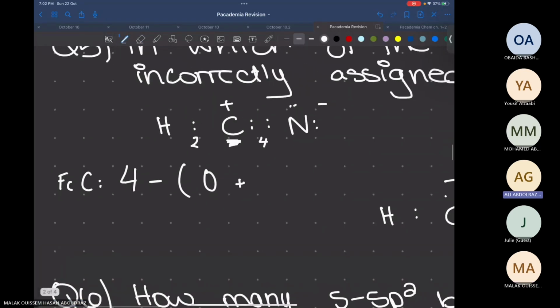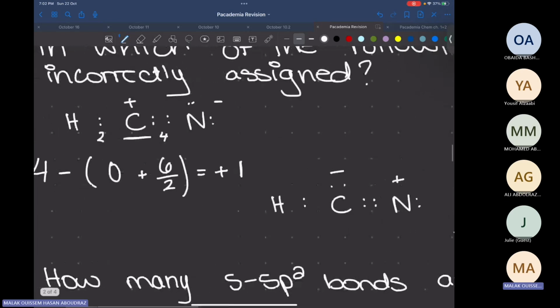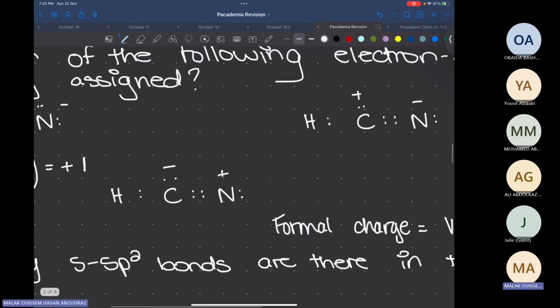Okay, so how many bonded electrons are there? 6, and then I divided by 2. So here the answer would be +1, right? So far, this one is correct, right? For this case, you're going to have to do it for every single one of them because they're different.